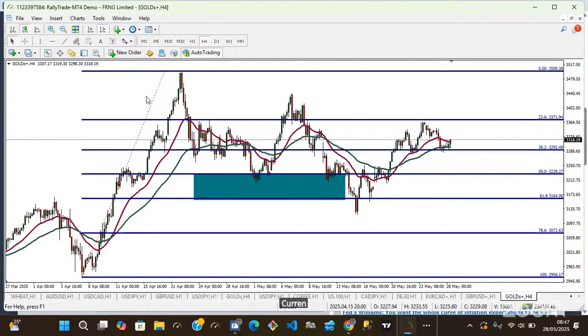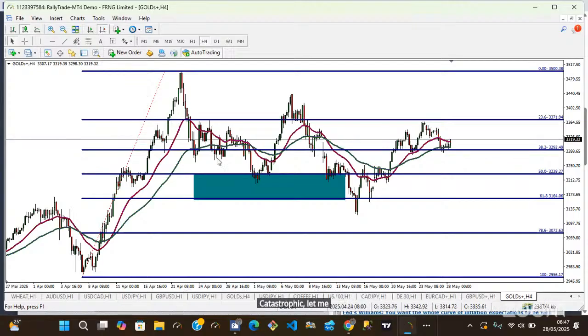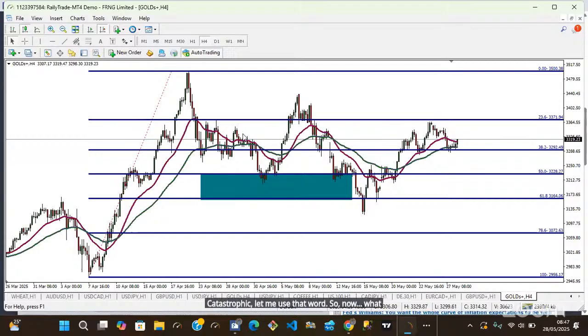So that's where the job becomes a little bit harder than with currencies. Currencies are slower. The negative will not just kill you, but with gold, you'll be shocked the moment you enter. Even 0.01, 0.02 can be catastrophic. Let me use that word. All right. So now, I have my market structure.